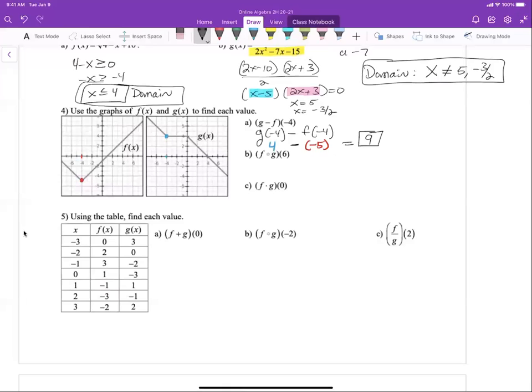All right, B, f of g of 6. So I've got to go find g of 6. That means that I go to x value of 6, go find what the value of g is, and that is a negative 2. So now I'm going to say f of negative 2. Now I've got to go find what negative 2 is on the graph. Sorry, what the value of f of x is when x is negative 2, and I find that to be negative 3.